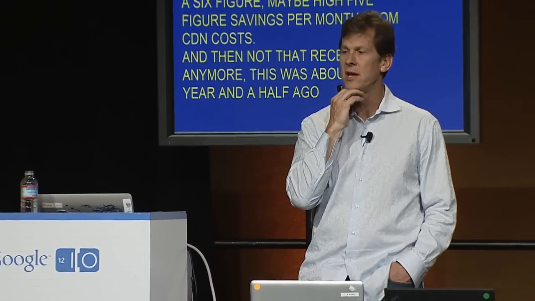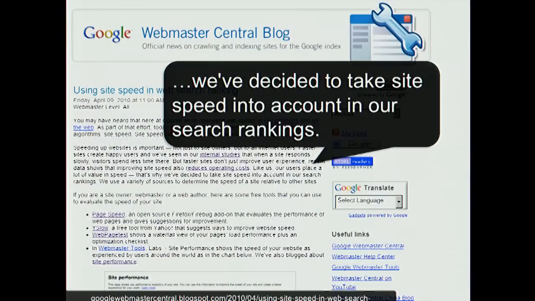And then, about 1.5 years ago, Google announced that speed or latency was going to be taken into consideration for PageRank. That was caveated. It's one of 200 signals. It only affects about 1% of search results, but still it's a consideration, and PageRank is really important.